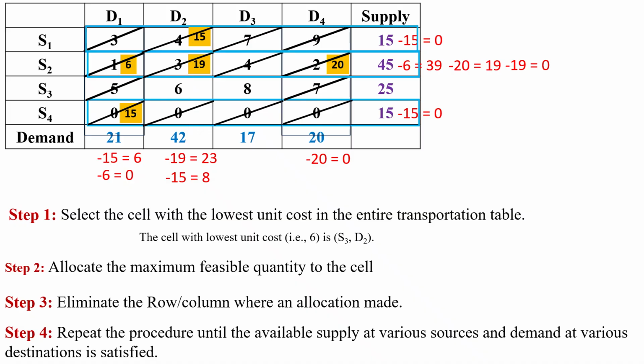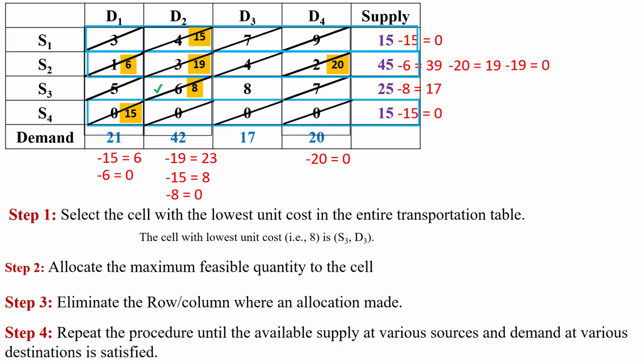Next lowest cost is 6 for the S3 row and D2 column. Here we observe the supply as well as the demand. Supply is 25 and demand is 8. Among these two, the maximum possible allocation is 8. So I allocate 8 here and subtract it from the supply as well as the demand. Supply becomes 25 minus 8, which is equal to 17, and demand is 8 minus 8 equal to 0. Now remove the D2 column because its demand is 0.